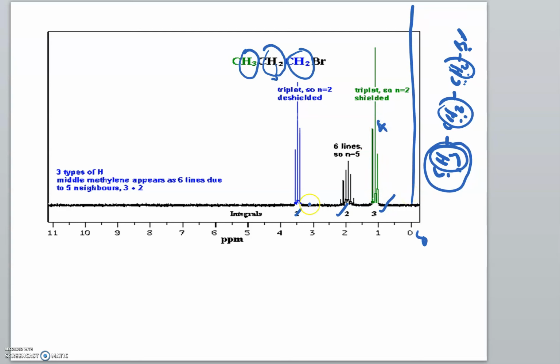And this is the line for this CH2, the CH2 attached to Br, and that is split into 3: 1, 2, 3. And the middle CH2 group is split into 6 lines. A sextet of lines is obtained here. Okay, and that is due to the phenomenon called spin-spin splitting. We will explain this in more detail.